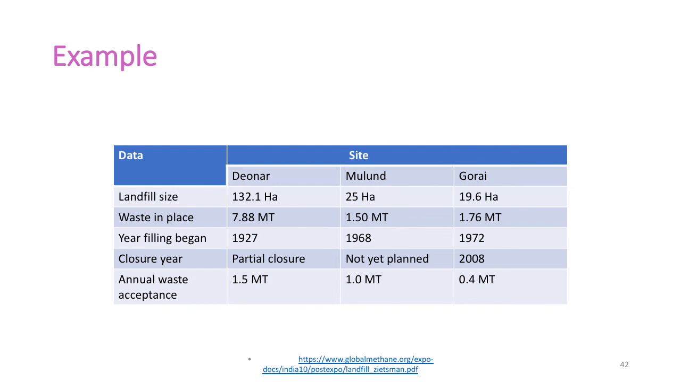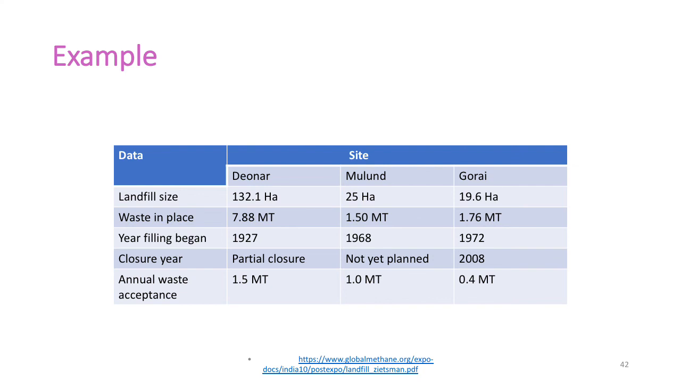So here I've taken an example of the landfill sites located in Mumbai. The three sites given here are Deonar, Mulund, and Gorai. The landfill size of Deonar is 132.1 hectare, Mulund is 25 hectare, and Gorai is 19.6 hectare. And the waste in place, the maximum is in Deonar, as the size is large, it's 7.88 million ton.